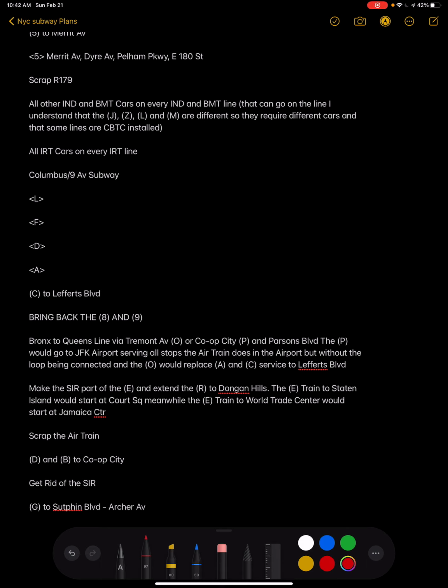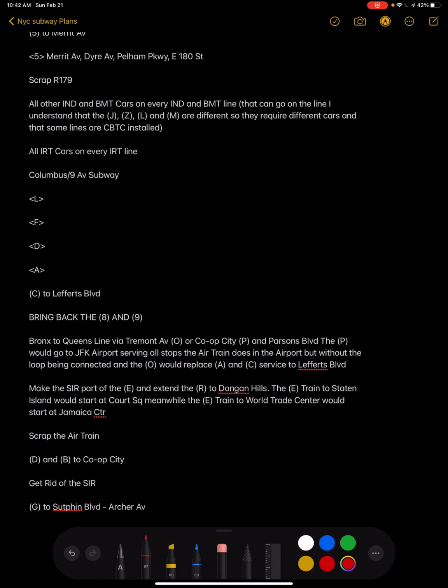The normal E to World Trade Center running on CBTC lines would run all the way to Jamaica and then go down to World Trade Center. It wouldn't go to Whitehall Street because that's an extra stop on the E, and that's also where the Staten Island connection is. So it just wouldn't be making that stop, really.